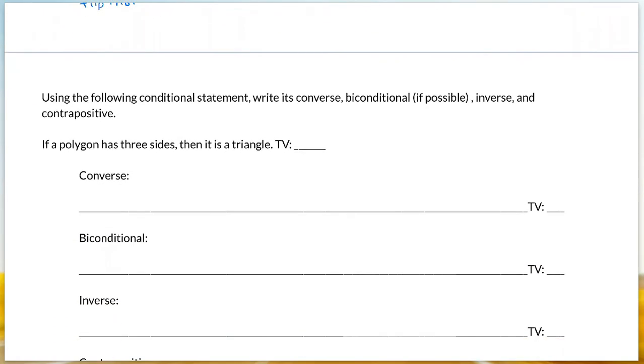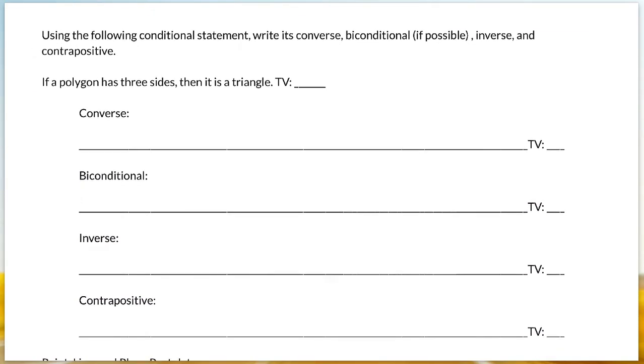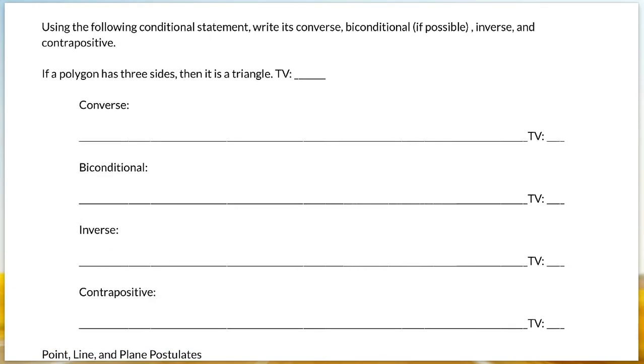So I'm going to be practicing that using the following conditional statement. We're going to write its converse and biconditional if possible. Remember, they have to be true at the beginning and true for the converse for that to happen. And we're going to write the inverse and the contrapositive. So we're going to practice all of them now, and they just take practice. Right now you might be thinking, what has she been talking about this whole time? But practicing them here is going to help us.